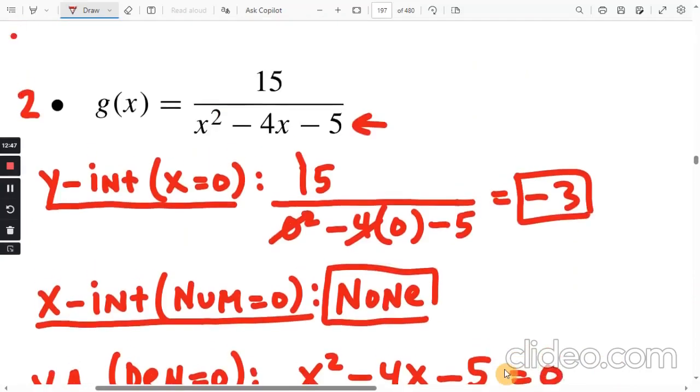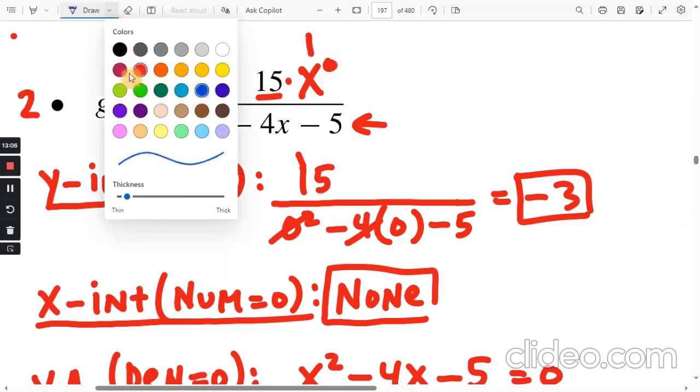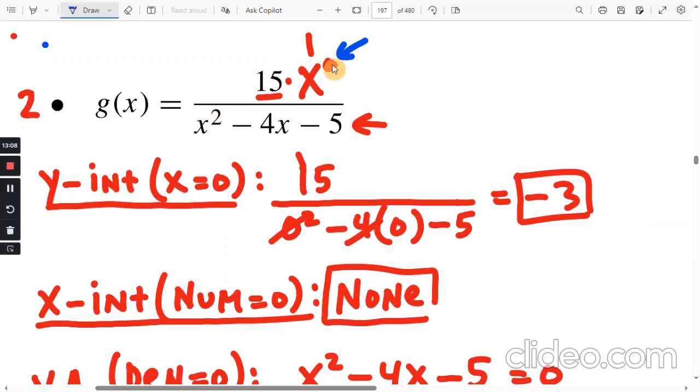And finally, what is the degree of the numerator? Since there's no x there, it's basically the equivalent of x to the 0, because x to the 0 is just 1, and 15 times 1 is just 15. So the degree here is just 0, and the degree in the denominator is 2. So which one is greater? Well, clearly the degree of the denominator is greater than the degree of the numerator.